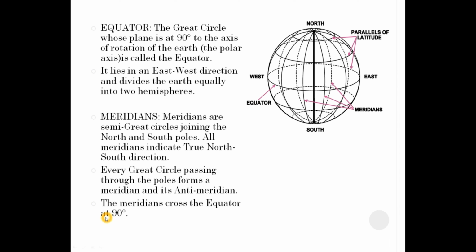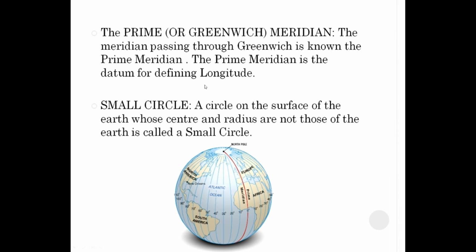Now the meridian crosses the equator at 90 degrees. Obviously this is our equator and this is our meridian, so the meridian cuts the equator at 90 degrees. The prime or Greenwich meridian: the meridian passing through Greenwich is known as the prime meridian. The prime meridian is the datum for defining the longitude.